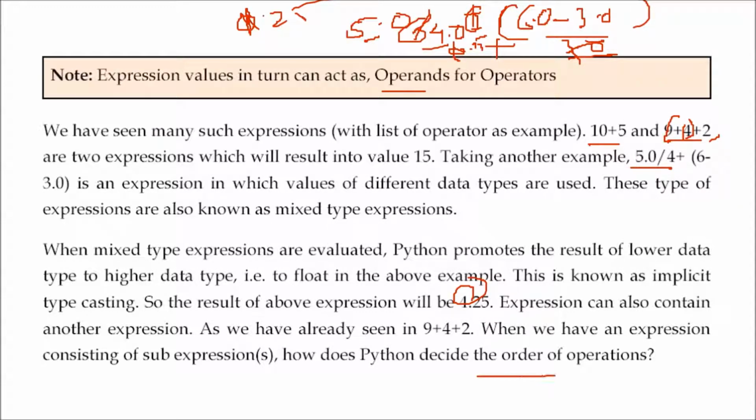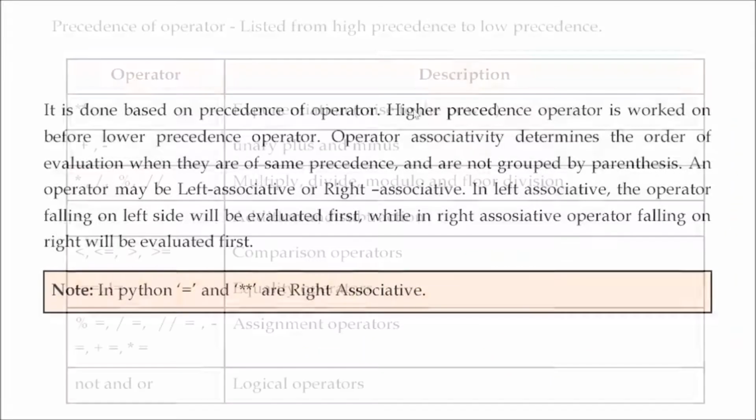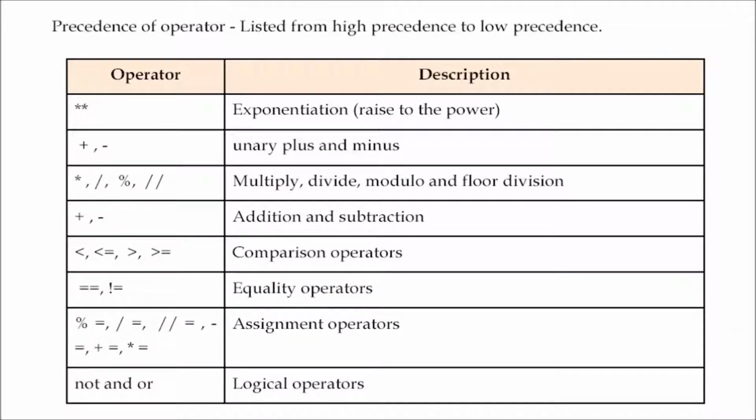So what is the order of operation? How will Python decide the order of operations? So we have a precedence order, and we'll just see how the precedence of order works. You may see that the equal to and this exponentiation are right associative. So right associative and left associative. In left associative, the operator falling on the left side will be evaluated first. In right associative, the operator falling on the right side will be evaluated first. To understand this more, let us see a table. By this everything will be clear.